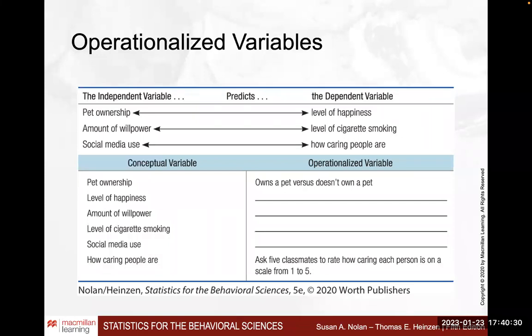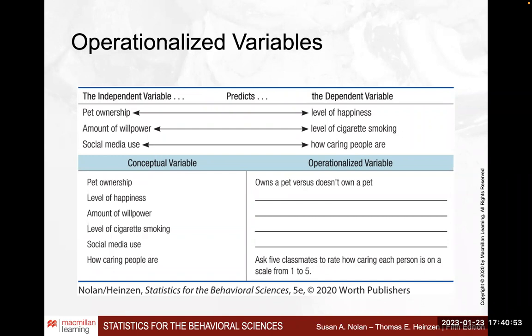Good. Then second, you have level of cigarette smoking. So how many cigarettes do you smoke a day? You smoke 10, 20, 30? And how strong is your willpower? So you have a survey that assesses the willpower of an individual. The dependent variable is: is the individual a smoker or not? The independent variable is: what's his willpower?